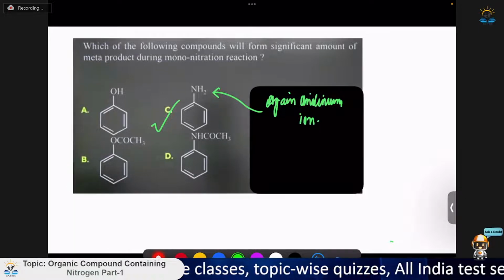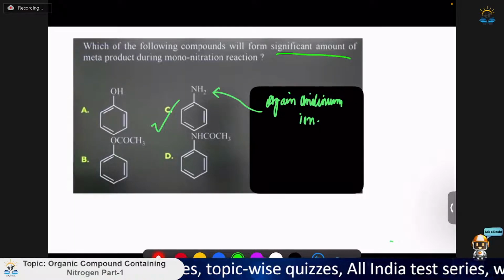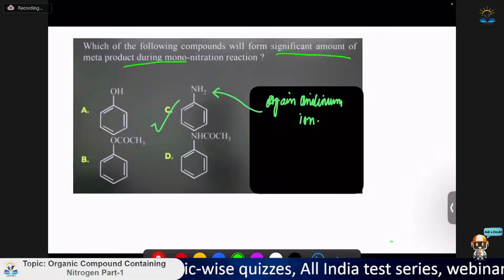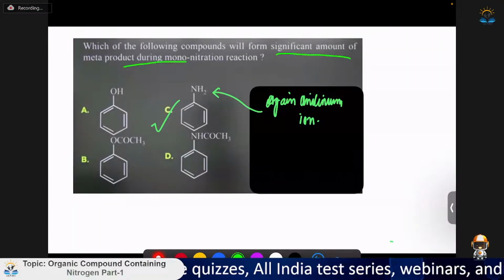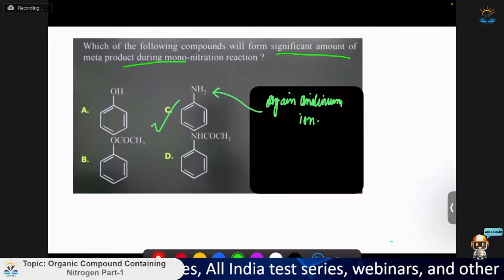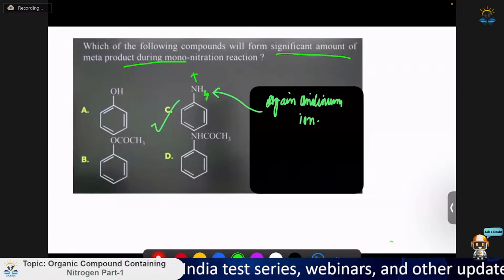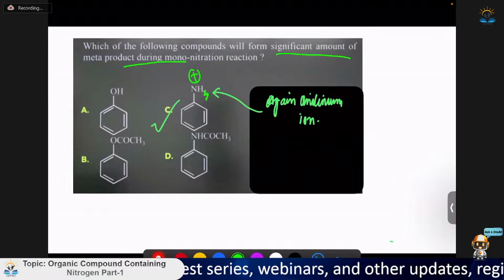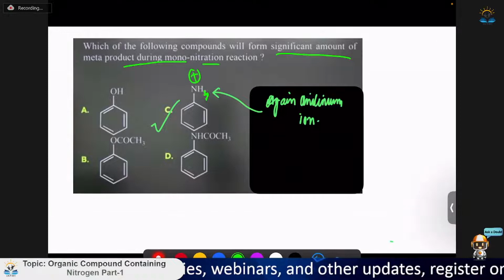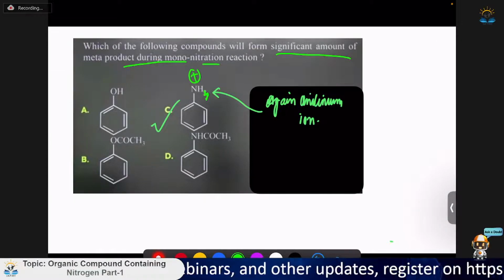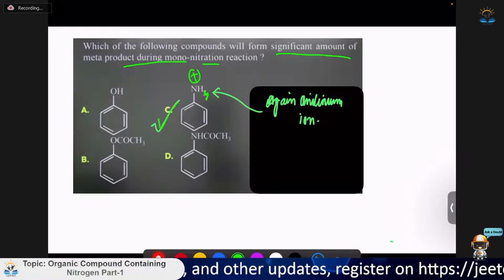Now, in this question, a significant amount of meta product is formed. Meta product will be formed by a deactivating group, and we studied that it will form NH3 plus in case of nitration, and a positive charge is meta directing. So this will be the correct answer.